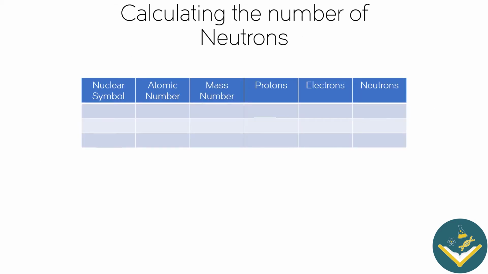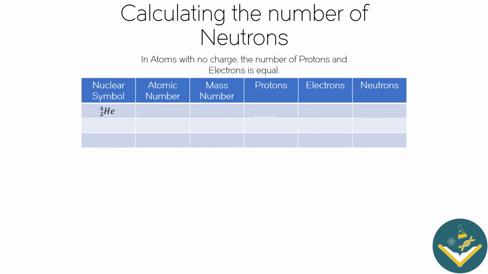One of the most common questions you're going to be asked in your A-level is to fill out a table that looks exactly like this. Only the nuclear symbols will often be given to you. You will be expected to work out the atomic number, mass number, number of protons, electrons, and neutrons. So let's have a quick go at this.